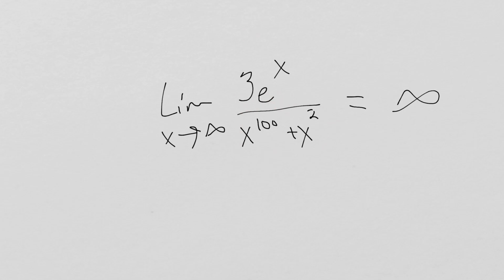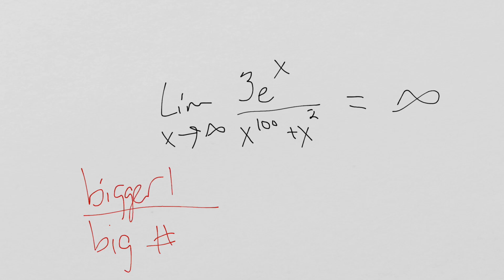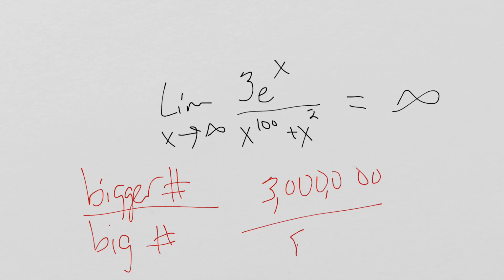So I get a big number. I'll do it the same way. I get a big number in the bottom, and I get a bigger number in the top, like 3 million over 800, right? What wins? The 3 million. So as our inputs get bigger and bigger and bigger, go to infinity, the top wins, so I get an infinity.